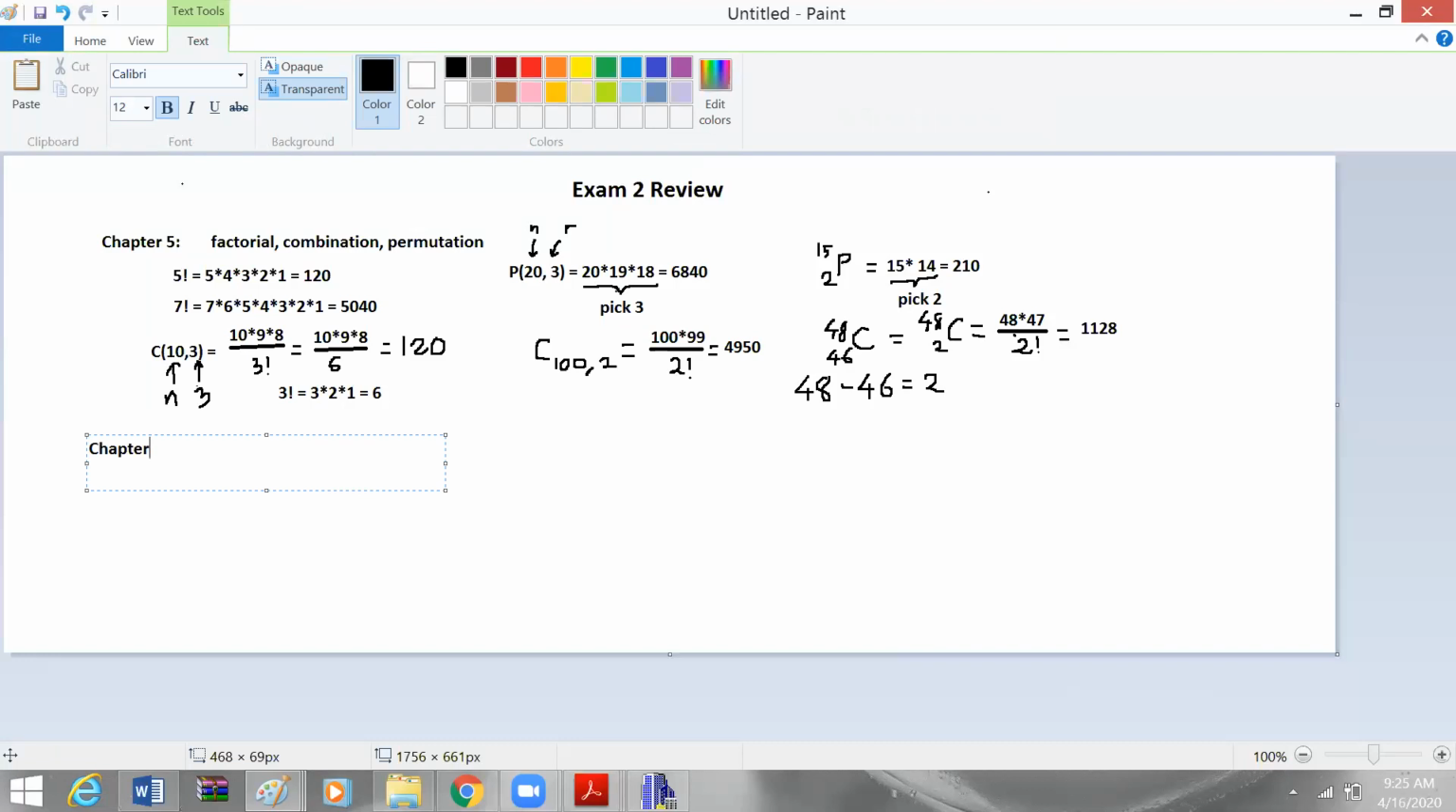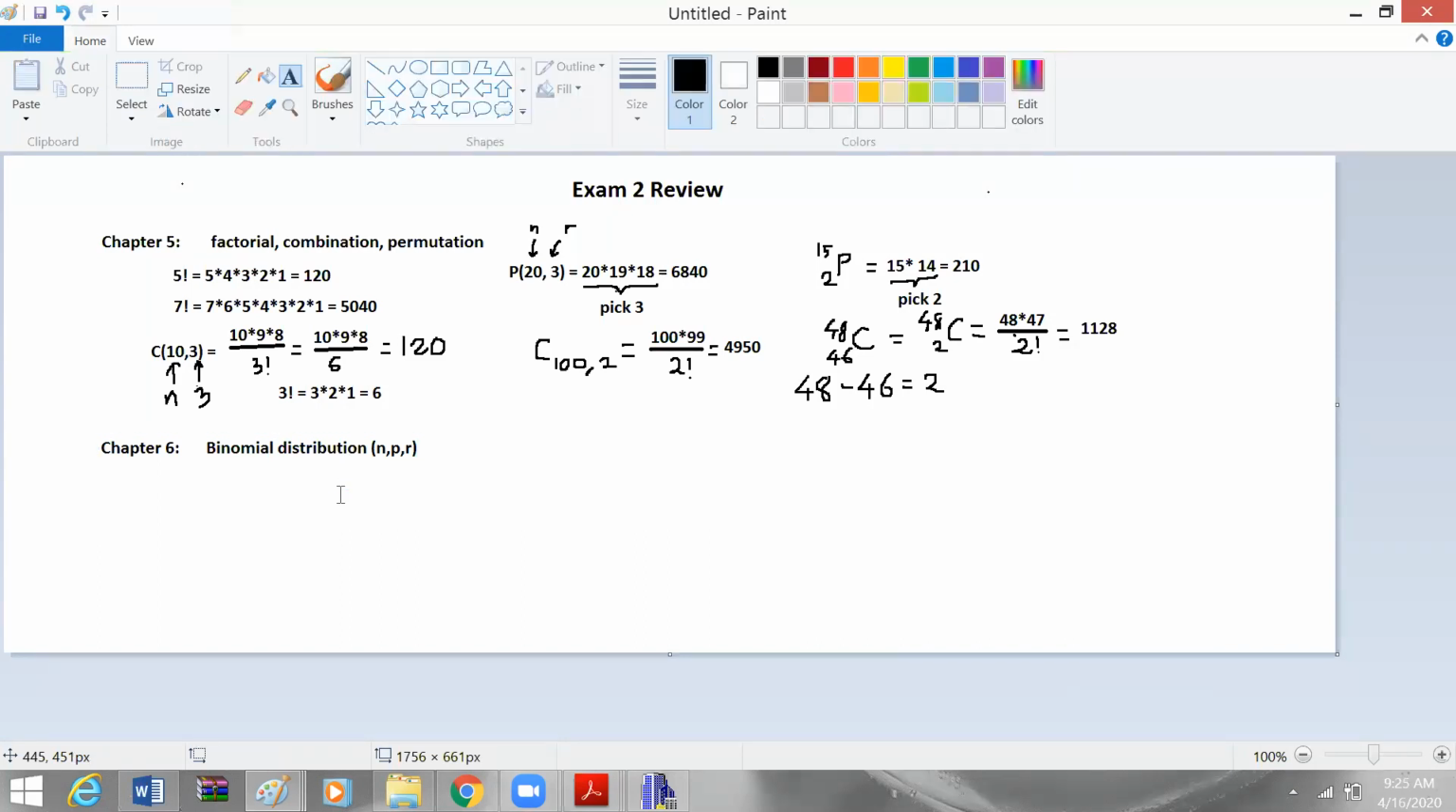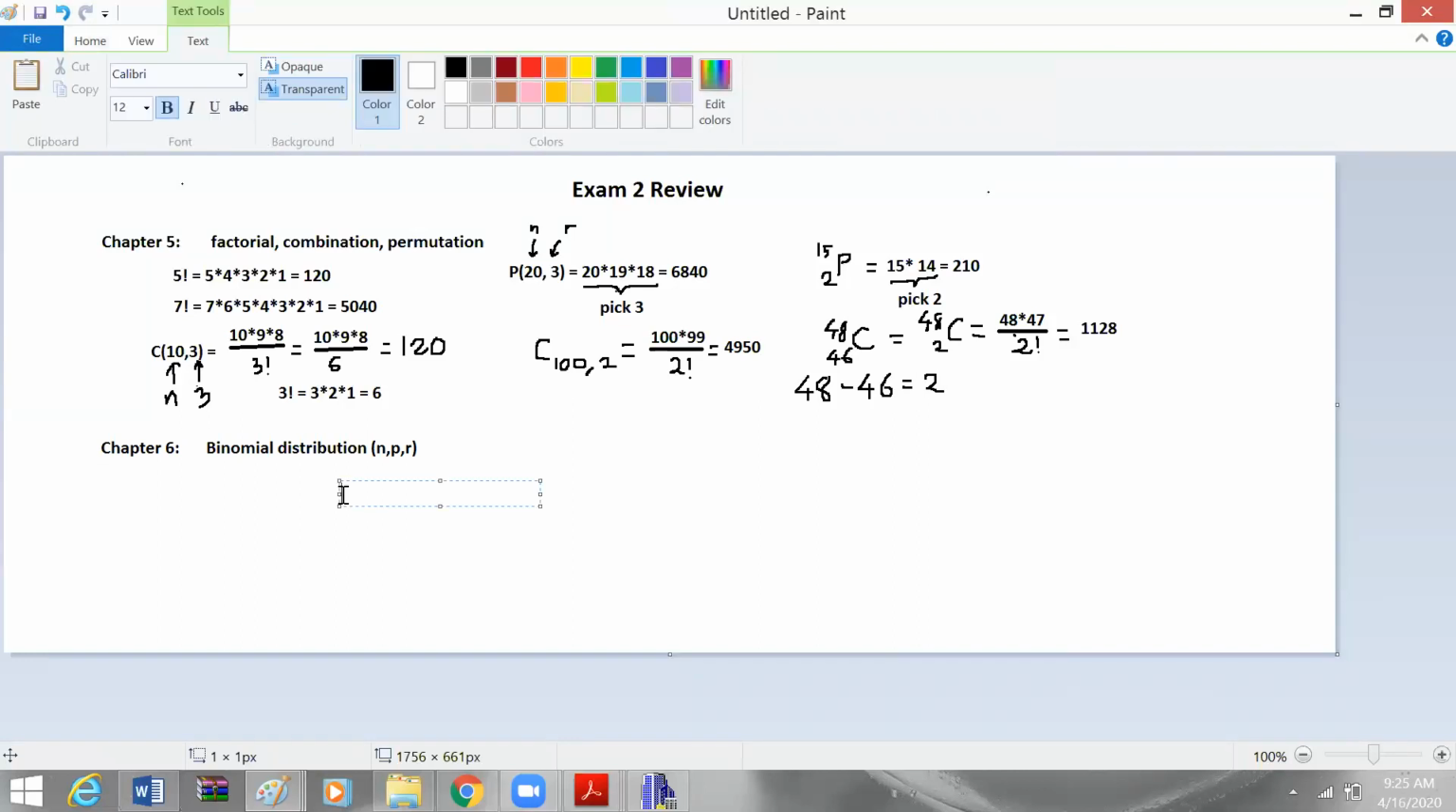Chapter 6 is really a big chapter where we're going to deal with the binomial distributions. So we need to go for N, P, and R, followed in that order. Why is it so important? Because if we don't look for the N first, we're going to get the wrong box. If we don't look for the P, then we're going to get the wrong column. So the box needs to be identified correctly first, and after that we look for the P and the R.